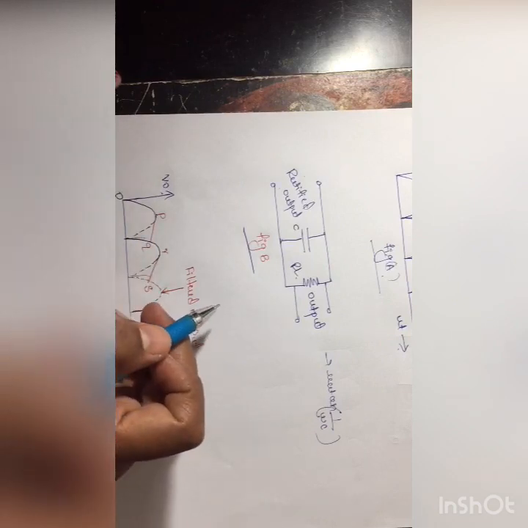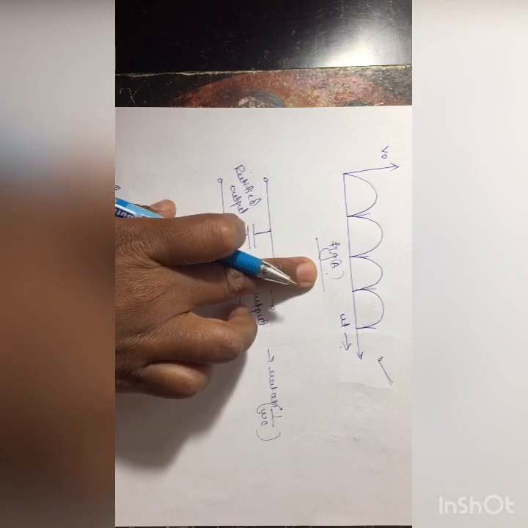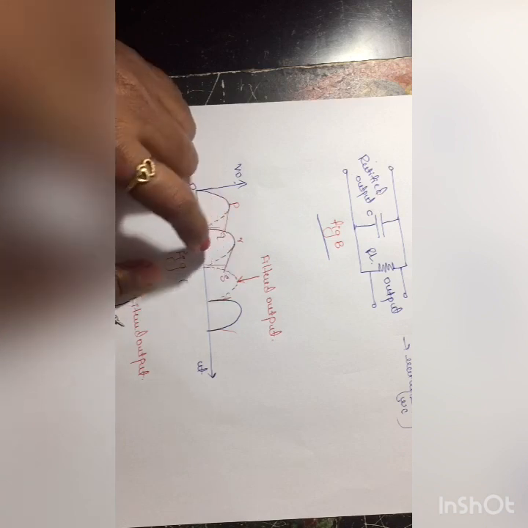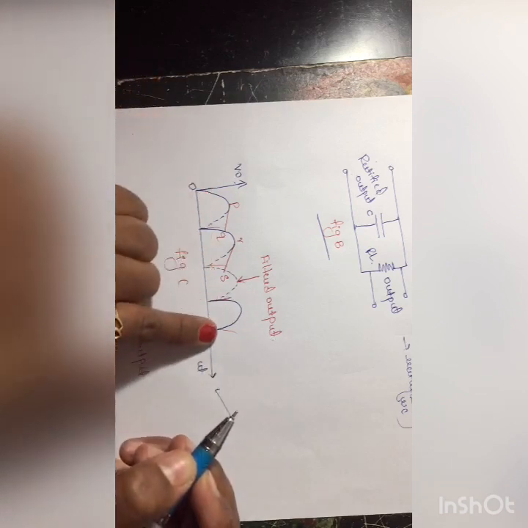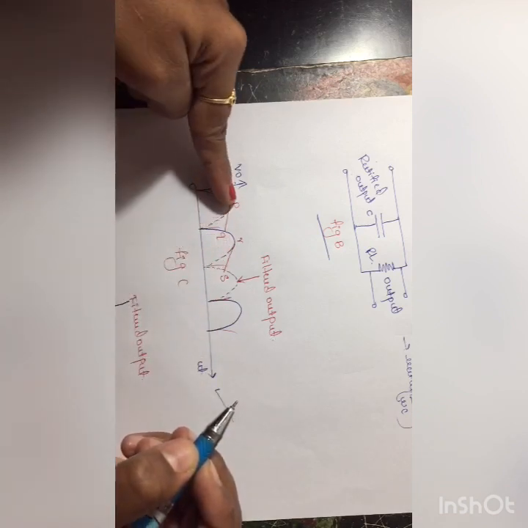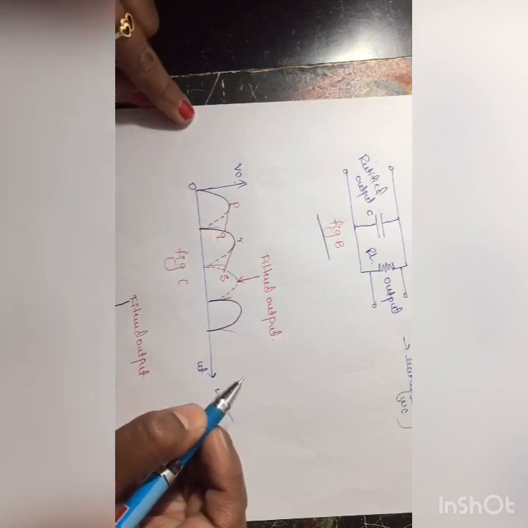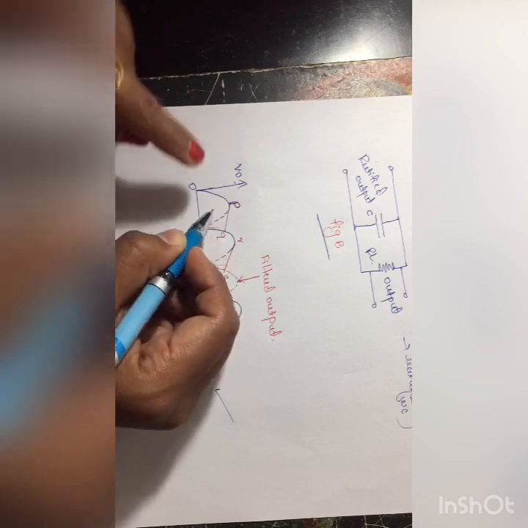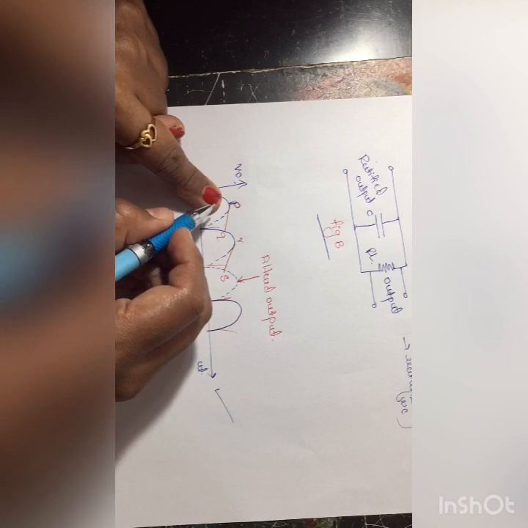See here, the filtering action of the capacitor is indicated in figure C. Figure A shows the output without the filter. But from figure C, after you apply the capacitor filter, the wave should be looking like this, meaning it increases and decreases. The capacitor is charged almost to the peak voltage, meaning it reaches the maximum peak voltage, and the point is represented as P.